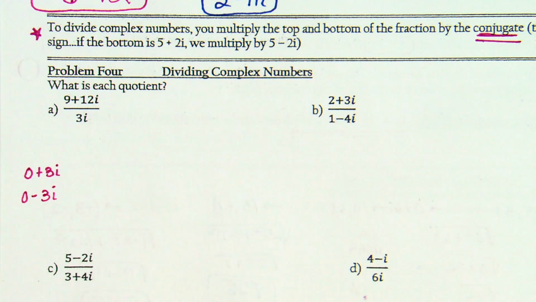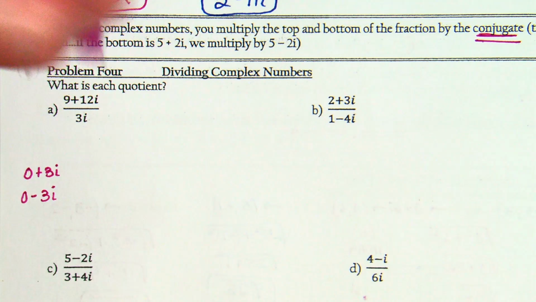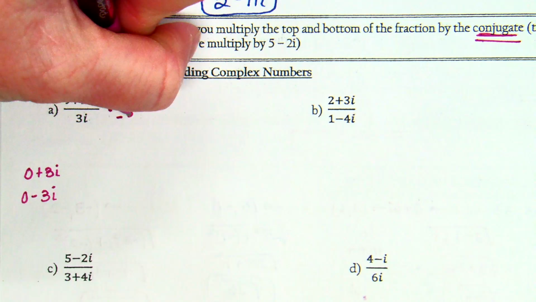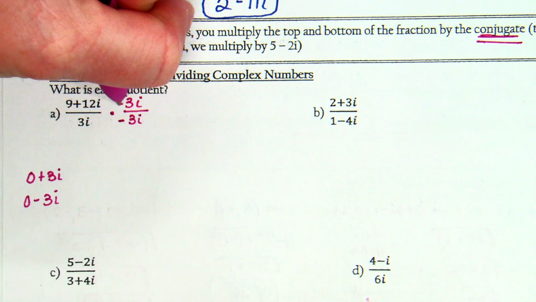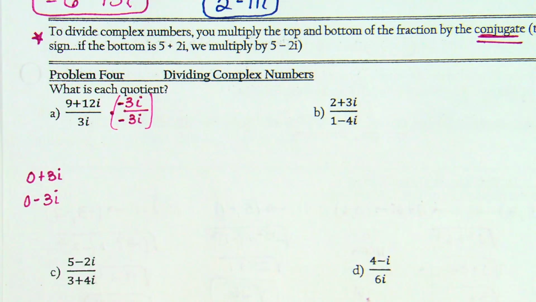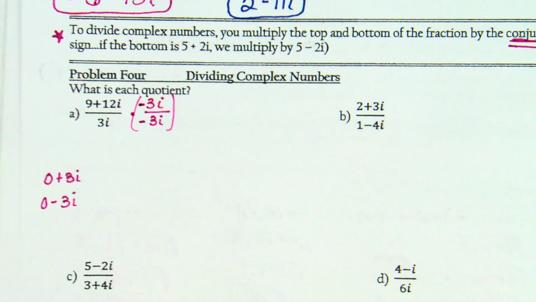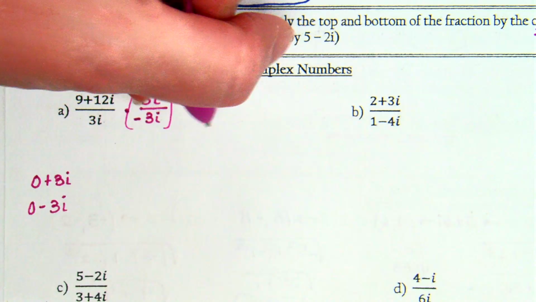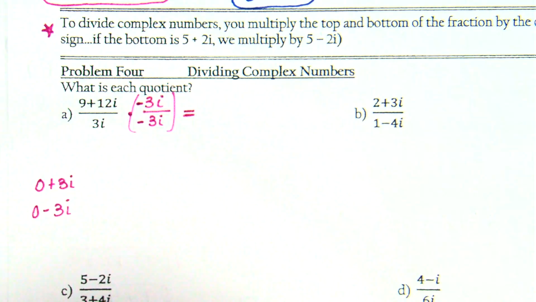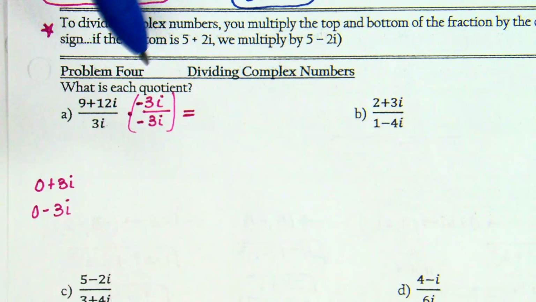So, what we're going to suggest is that we're going to multiply the denominator by negative 3i. If I multiply the denominator by negative 3i, we're going to multiply the numerator by negative 3i. Okay? So this one's going to work out slightly different just because there's only one term in the denominator, but it actually makes it easier. How do I multiply my numerator? How do I multiply negative 3i times 9 plus 12i?